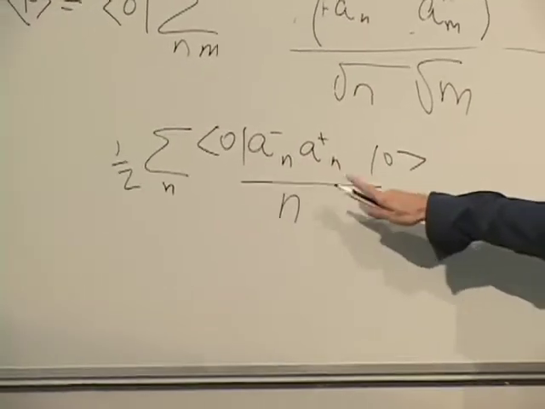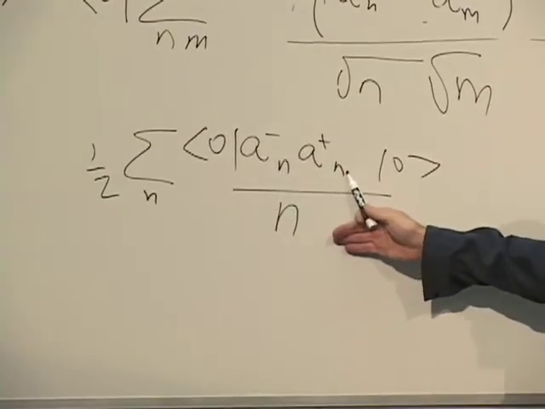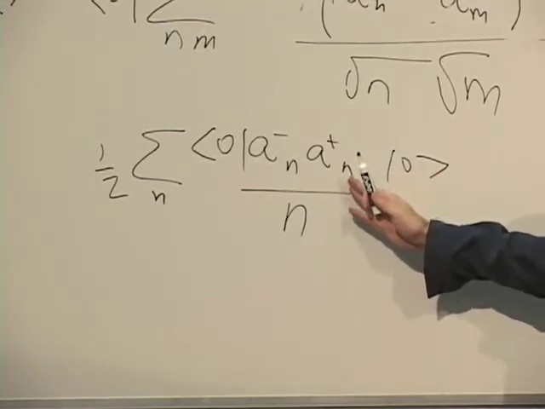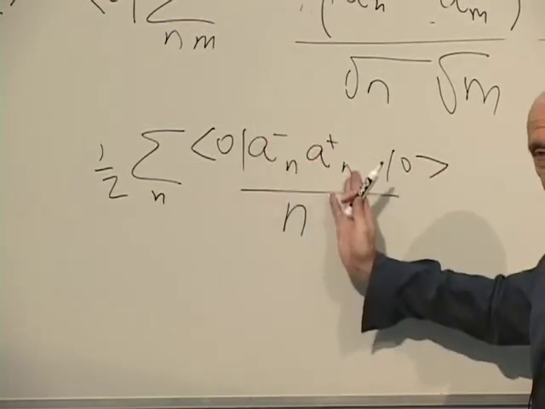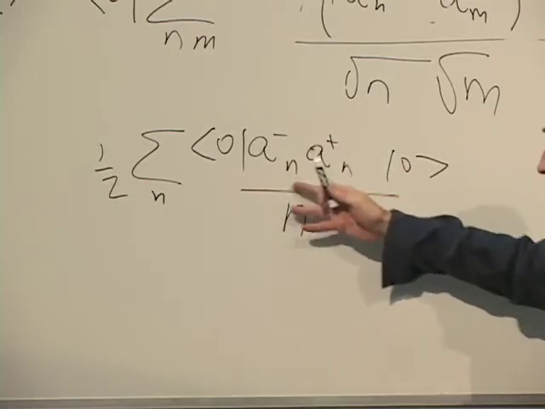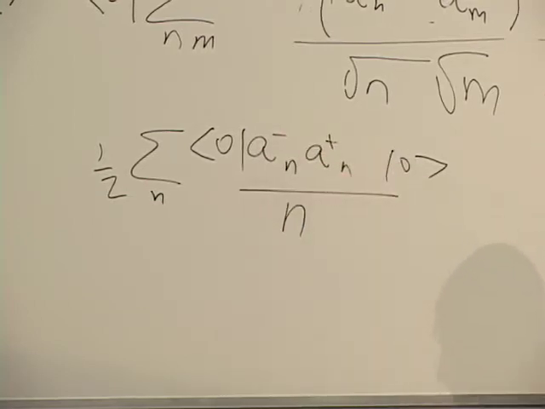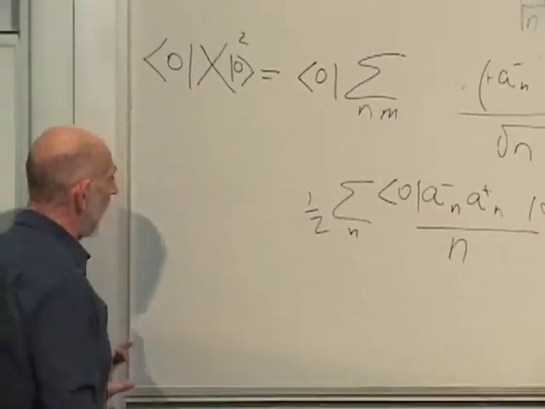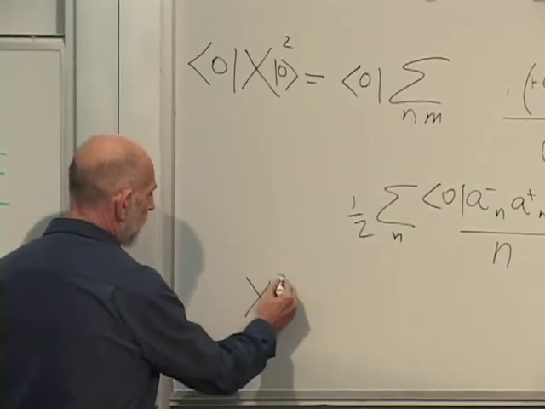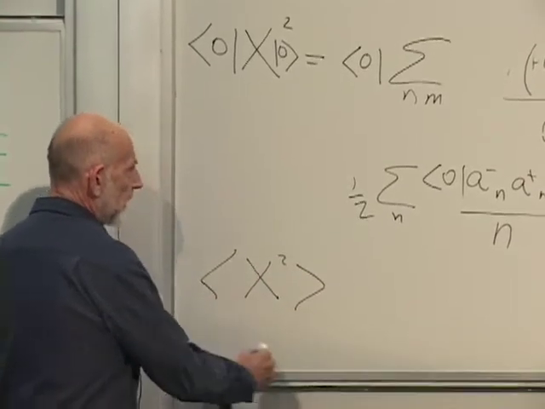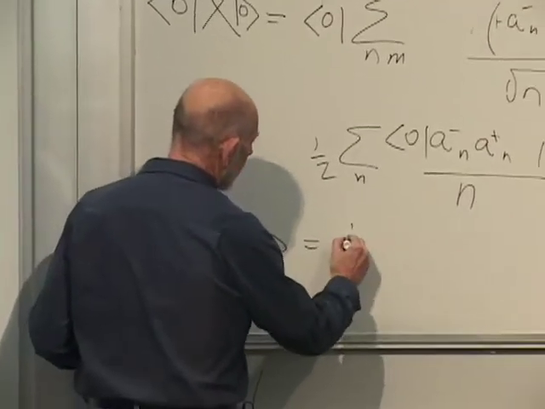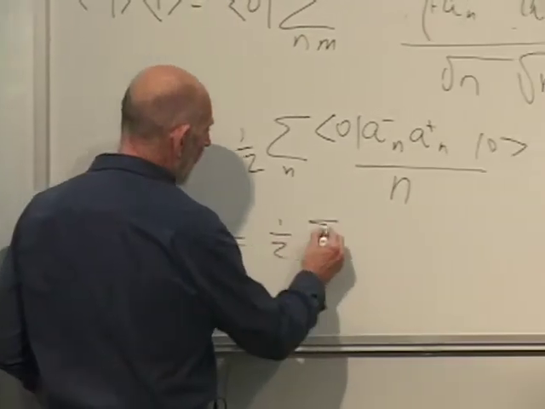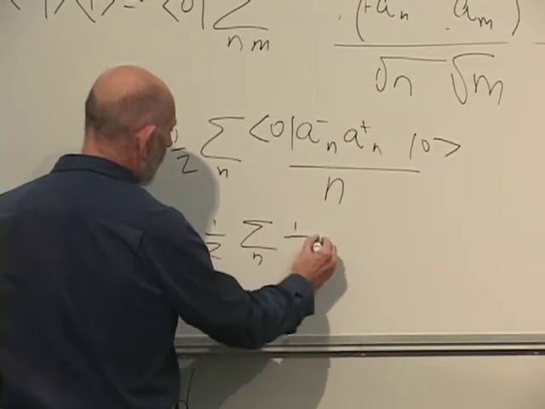And what is this thing? This thing is just one. You create a particle, or you create an excitation of the nth oscillator, and then you take it out. That average value is just one. So we now have an answer. The answer is that that x squared, now I'll tell you what x squared means in a moment, is equal, the 1/2 is not the important thing here, just sum on n, 1 over n.